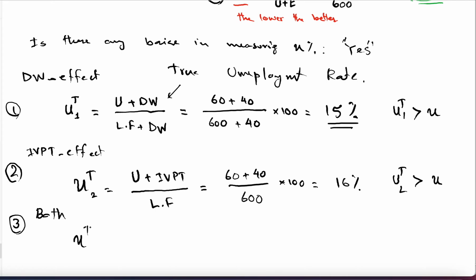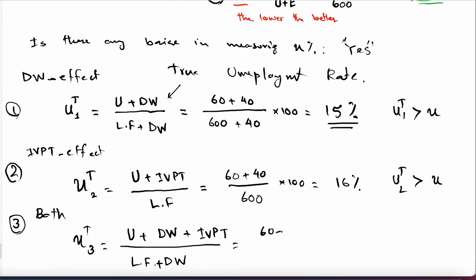So the true unemployment rate in case number 3 is when you have some discouraged workers, you have to give them back, and you have also involuntary part-timers, so it becomes U plus discouraged workers. Whenever it's a discouraged worker, it comes to the denominator as well. And you have also some involuntary part-timers. You have to also consider them as unemployed. So it becomes 60 plus 40 plus 40 divided by 640. So in this case, it's 21%.